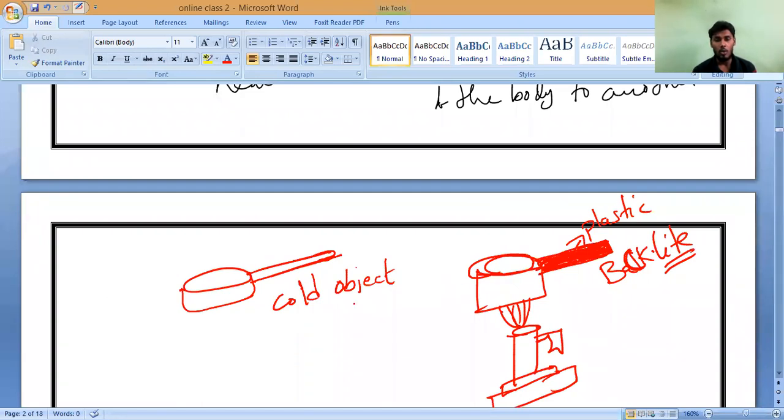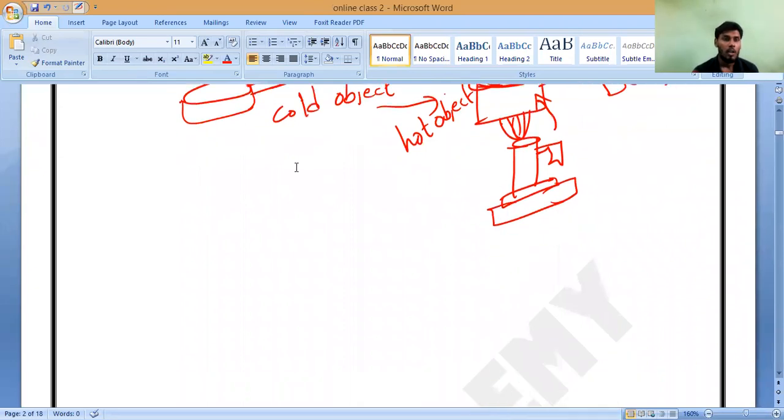The cold object turns into a hot object. It means heat is transferring from the gas stove to the pan. Is it yes or no? Yes, sir. Heat is transferred from the fire to the cold object, the utensil, so that this utensil becomes hot.